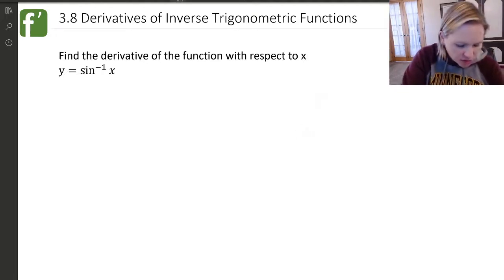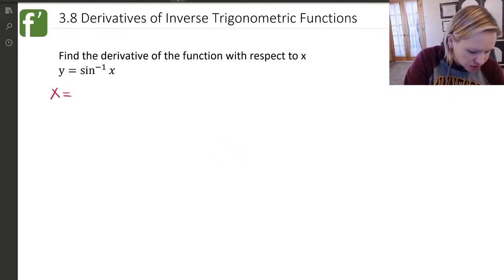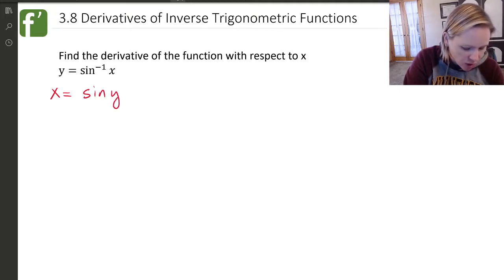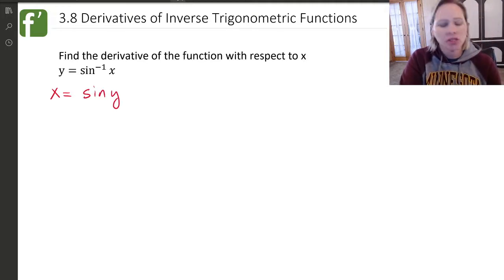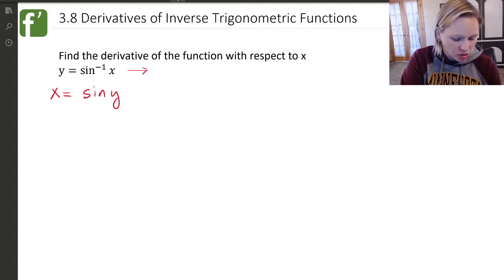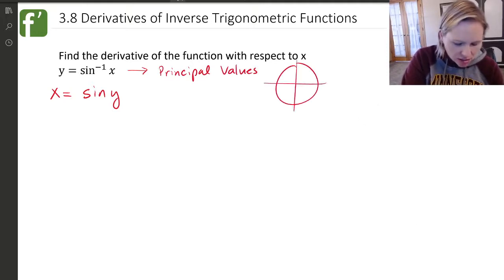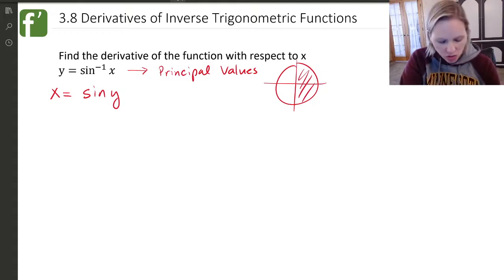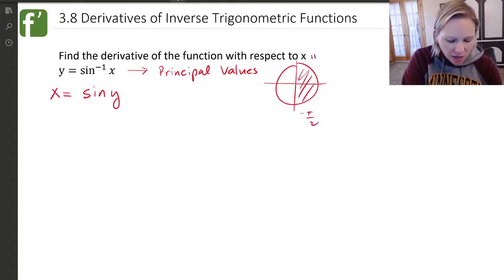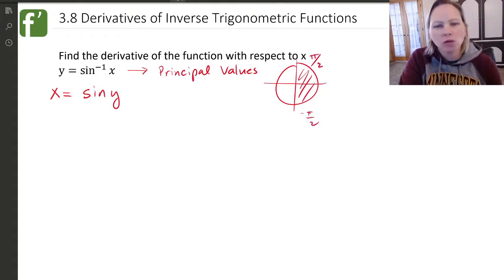So remember, inverse functions just exchange the domain and the range. So really, y equals sine inverse of x. I can rewrite it like this: x is the sine of y. And one thing we want to establish is that when we deal with inverse trig functions, we're going to deal with principal values only. And so we need to remember that for sine inverse, that means that we're dealing with just the right side of this unit circle, from negative pi over 2 to positive pi over 2. So that's kind of what we're looking at here when we talk about these inverse trig functions.